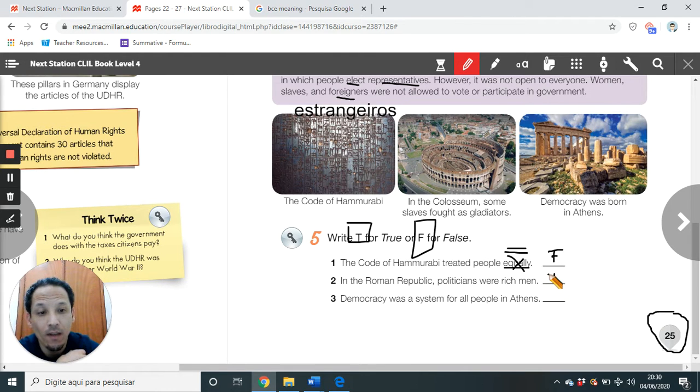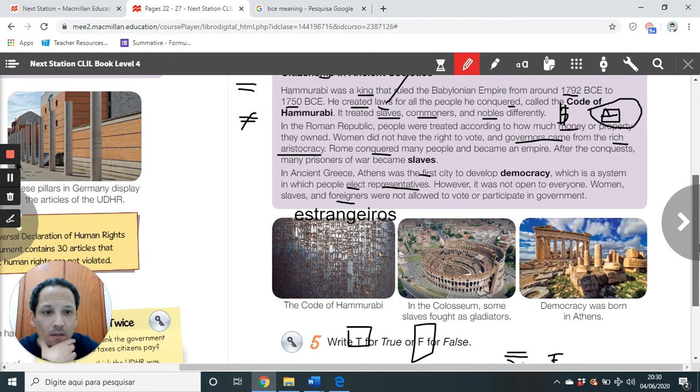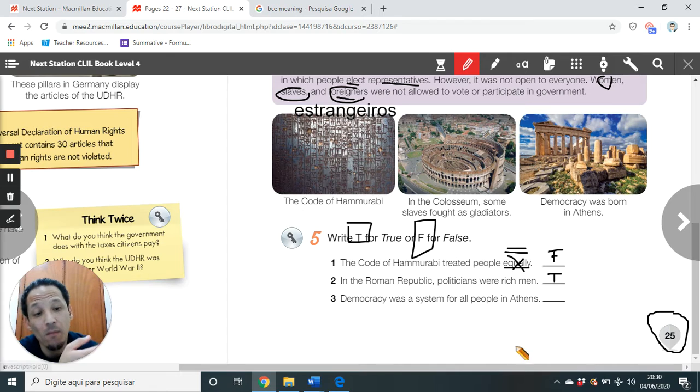Okay, that is true. What about number three? Democracy was a system for all people in Athens. Para todas as pessoas. Not women, not slaves, not foreigners. Então ela não era para todos. Okay? And that's a problem. Okay? So that is false.